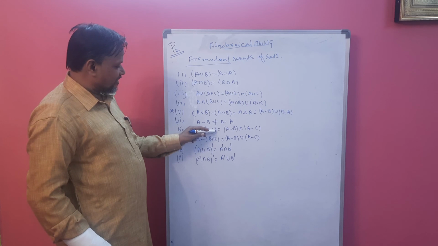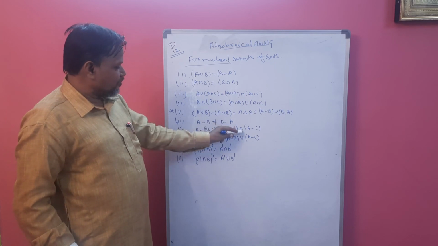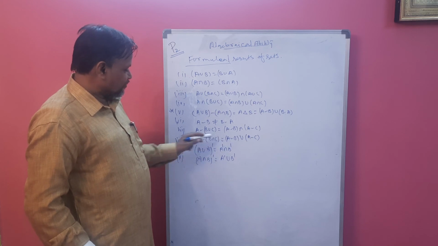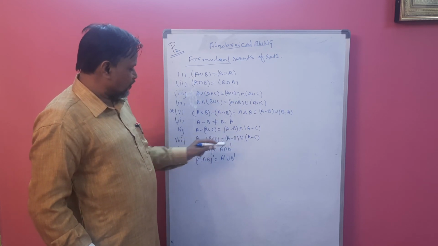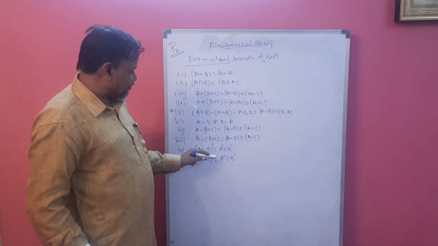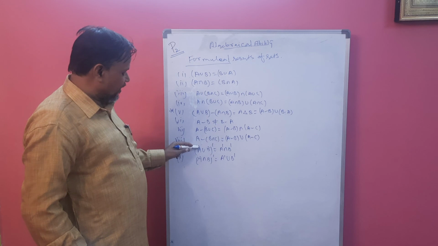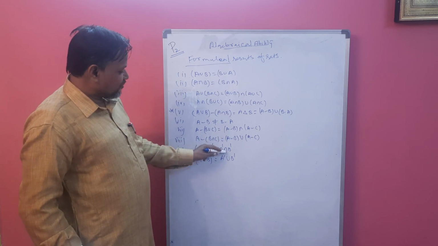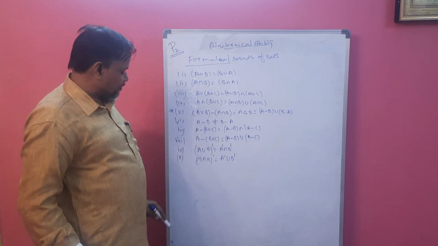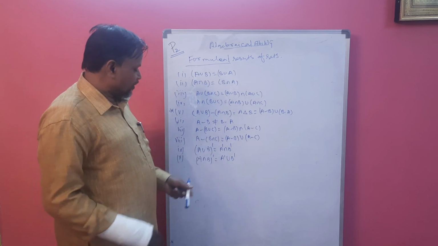A minus B union C: separate it, A minus B, A minus C, but union will change to intersection. Again, intersection changes to union. A minus B intersection C: so A minus B, intersection changes to union, A minus C. A union B whole complement is nothing but A complement, union changes to intersection, B complement. Whenever a whole union is there, change it to intersection by separating each one: complement of A, intersection complement of B. A intersection B whole complement equals A complement union B complement.